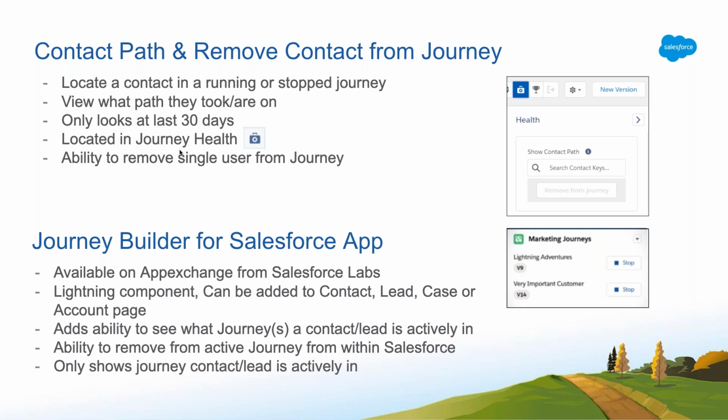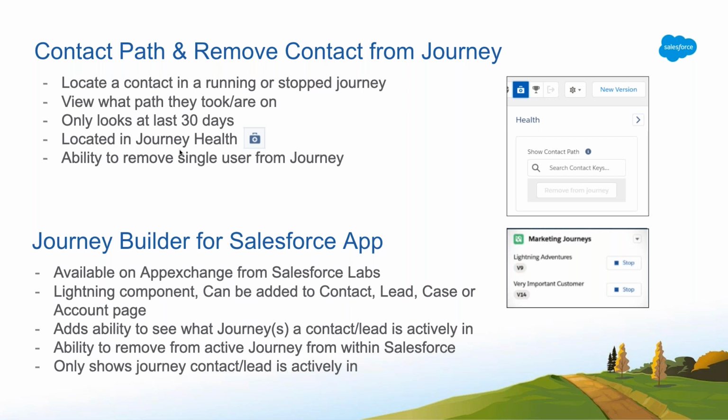The one thing to note, it only looks at the last 30 days. So if you're trying to look at a contact that went through your journey 45 days ago, it'll no longer be inside of here. That is one of those places where you'll want to go back to a query to pull that kind of data.